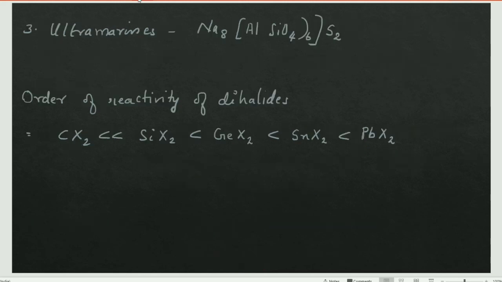The third one is ultramarine. Just study one example for ultramarine: Na8(AlSiO4)6S2. This is the example for ultramarine.